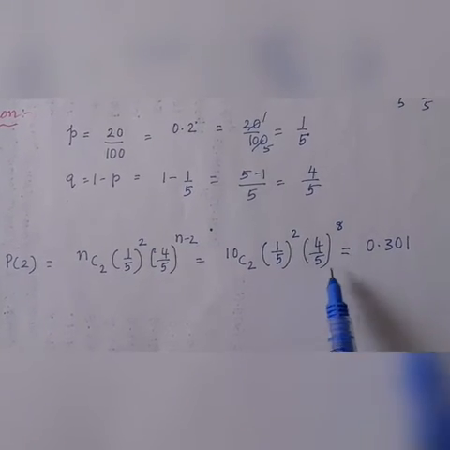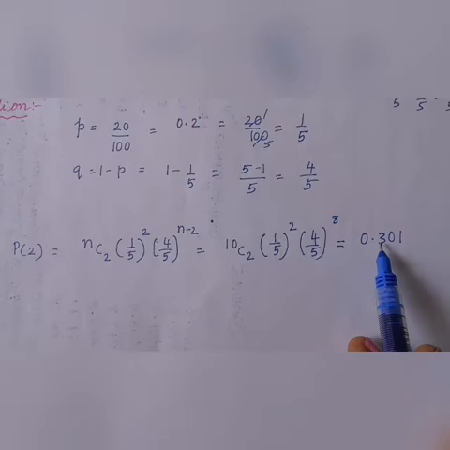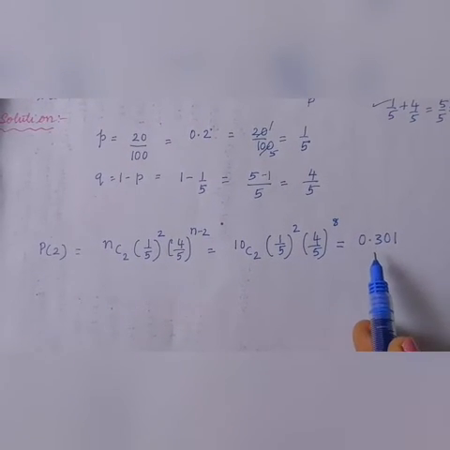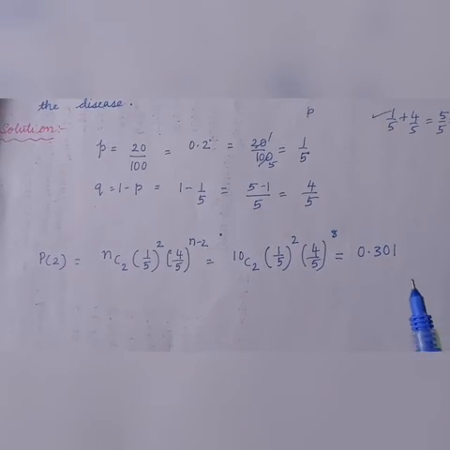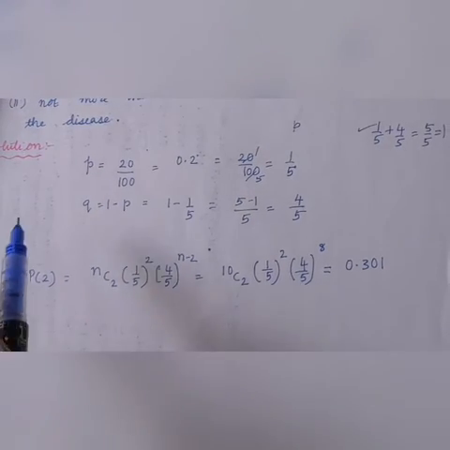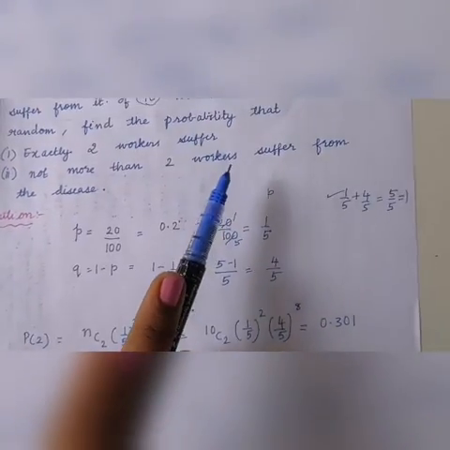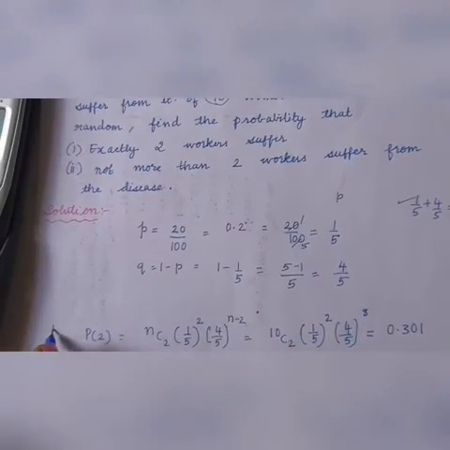So I have calculated the value here. We get 0.301. So the probability is 30%. If we multiply this with 100, we get 30.1. 30.1% is the probability that exactly 2 workers suffer from the given disease. Now the second question, we have solved the first one.